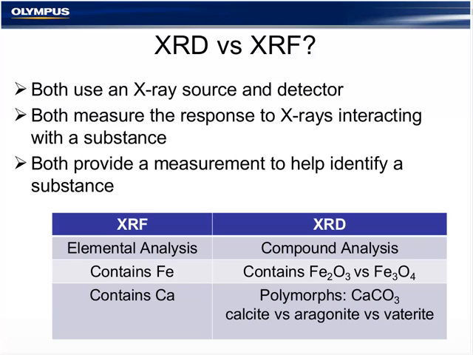XRF will give you total elemental calcium, regardless of how it's structured. XRD can show you the polymorphs of calcium carbonate: calcite versus aragonite versus vaterite. This is the main distinguishing difference between the two techniques.